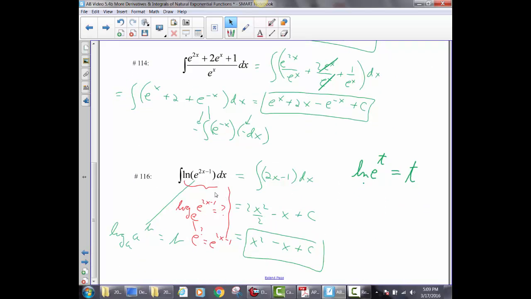Number 116, you have the ln of e to the 2x minus 1. Well, that's just 2x minus 1, because the ln of e to a power asks e to which power gives e to this power. So I replace ln of e to the 2x minus 1 by what it's equal to, which is 2x minus 1, and then I easily integrate that.